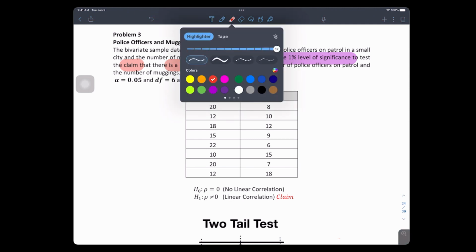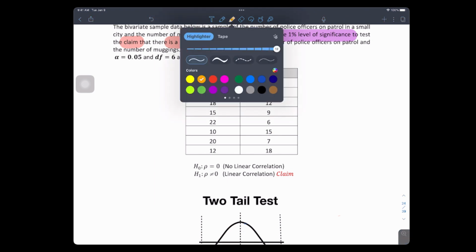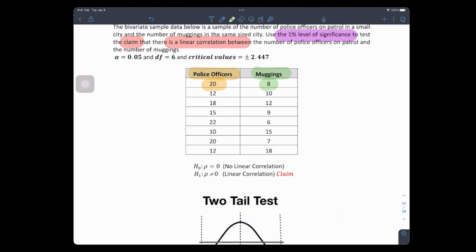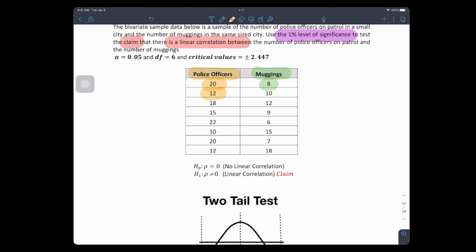So what do you think they're kind of talking about? When 20 police officers are on patrol, there were how many muggings? 8. When 12 were on patrol, how many muggings? 10. 18 were on patrol, how many muggings? 12. 15 were on patrol, how many muggings? 9. 22 were on patrol, how many muggings? 6. And so on. You see what I'm saying?